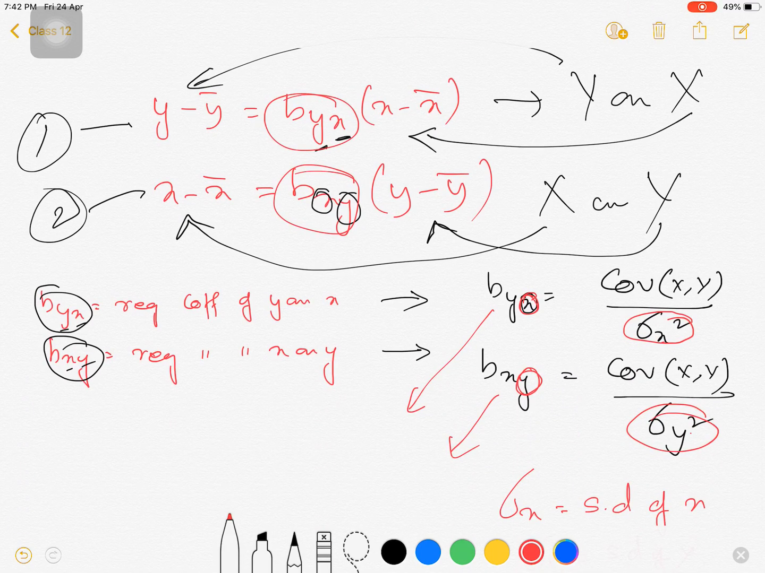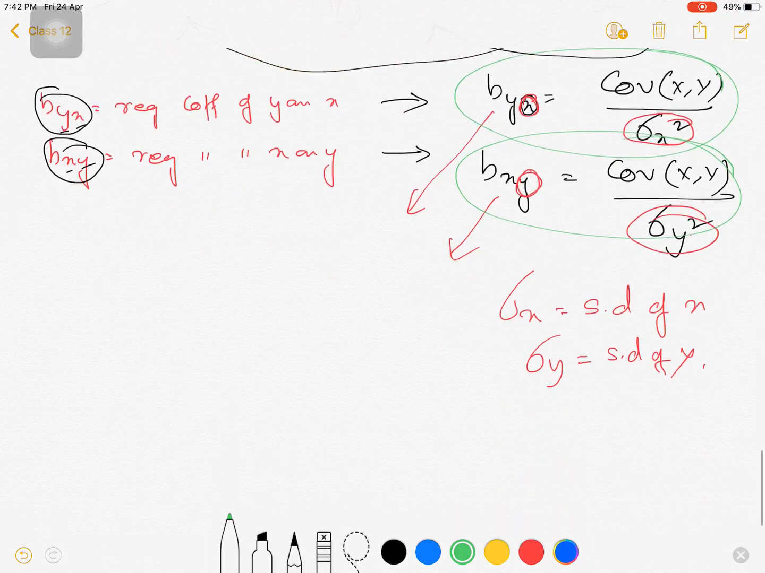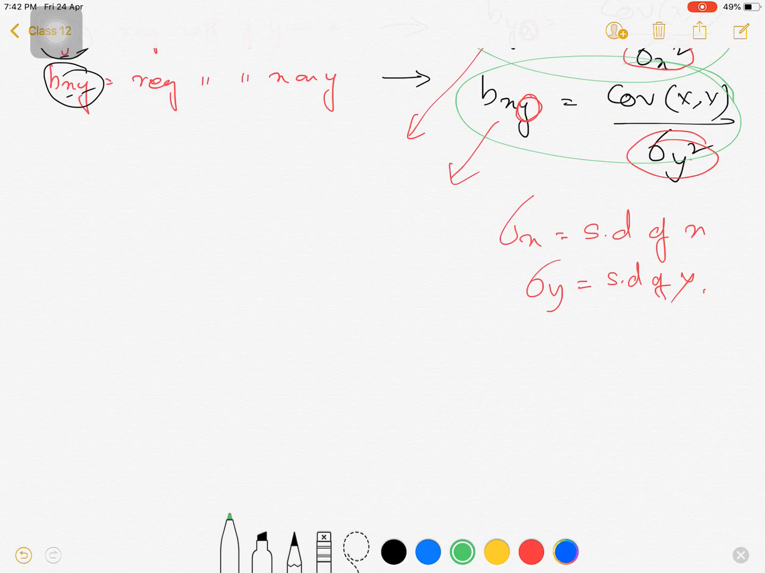What are byx and bxy? These are the regression coefficient of y on x and the regression coefficient of x on y. How to find byx and bxy? Byx is given by the formula covariance of x comma y divided by sigma x whole square, and bxy is given by covariance of x comma y divided by sigma y whole square. This is the first basic formula of linear regression. Okay, great. Now let's go to something else.